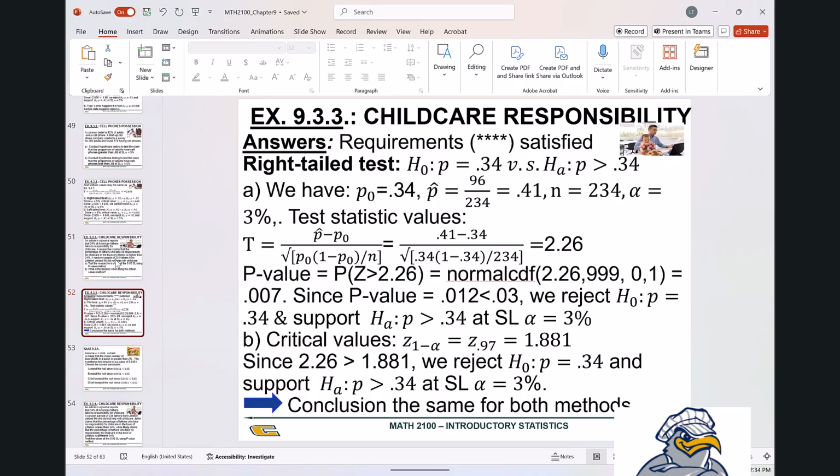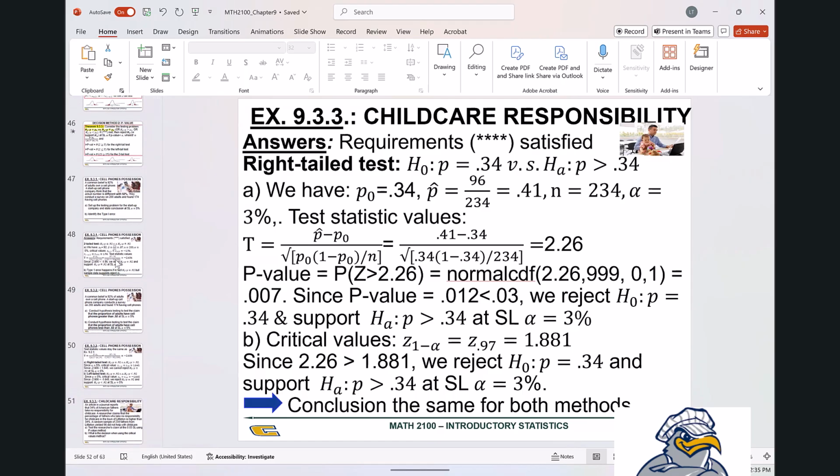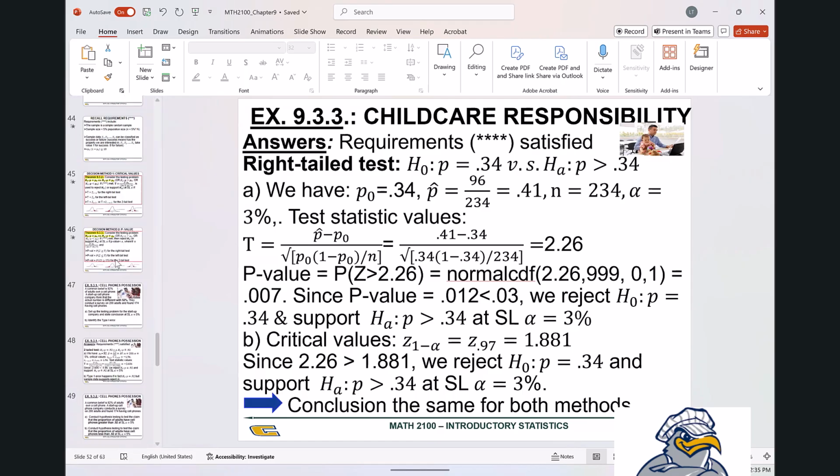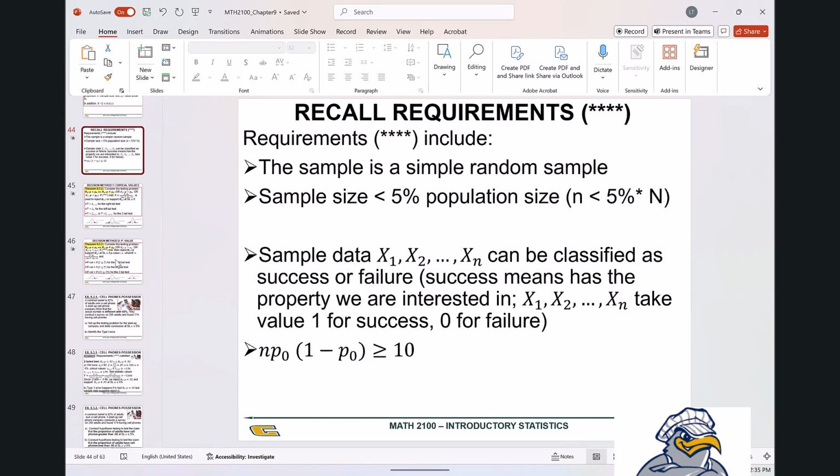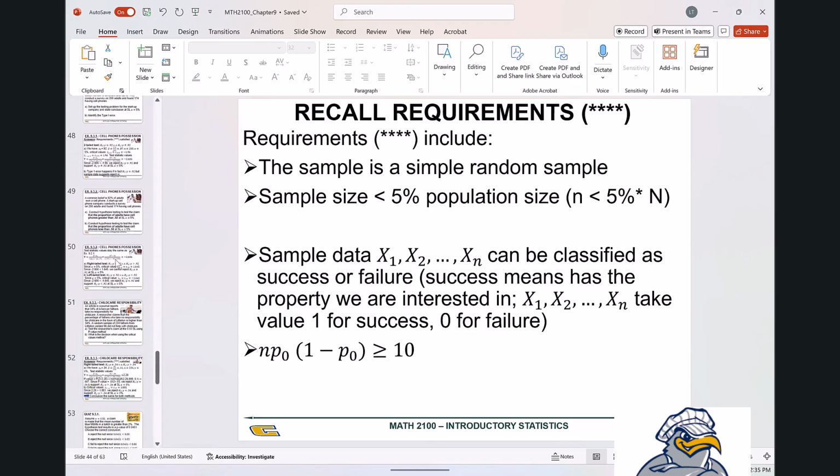So first things first, check the requirements, right? You can plug in and see if they are met, right? It's good practice. So first, the sample is a random sample with sample size less than 5% of the population size. The sample data is either success or failure, right? Take care, not take care, and n p naught and n times 1 minus p naught are greater than or equal to 10. You can plug in your calculator and all the conditions should be met, right? Before you proceed forward.